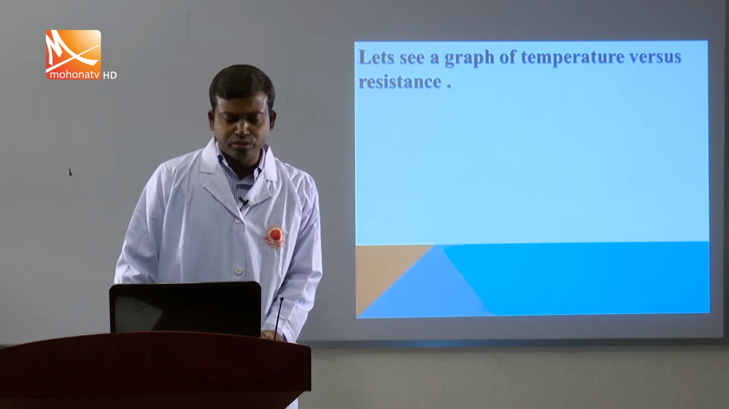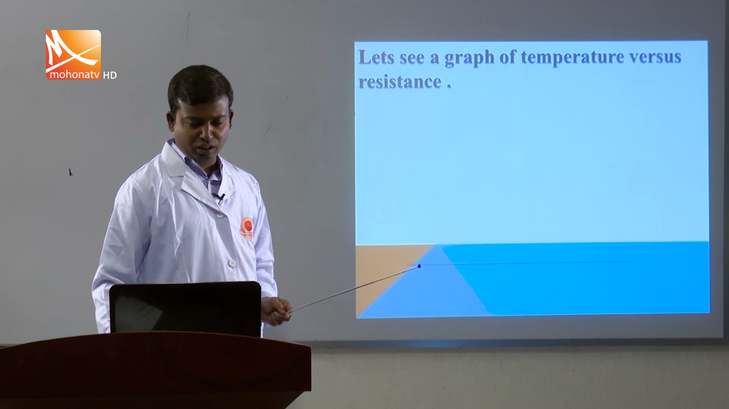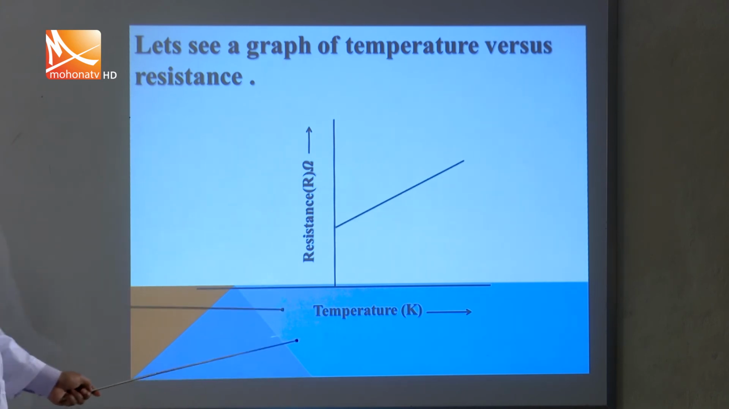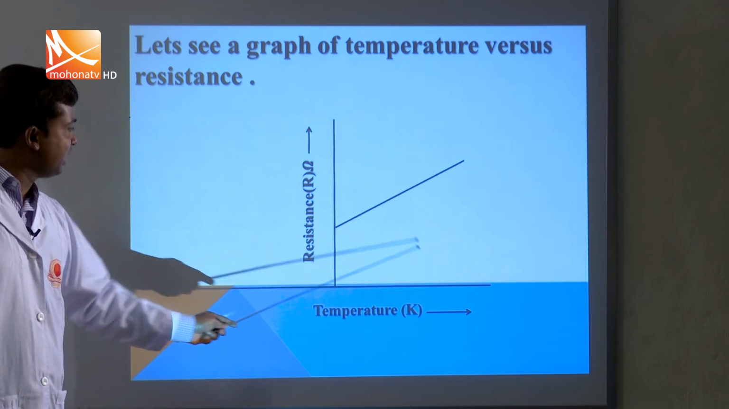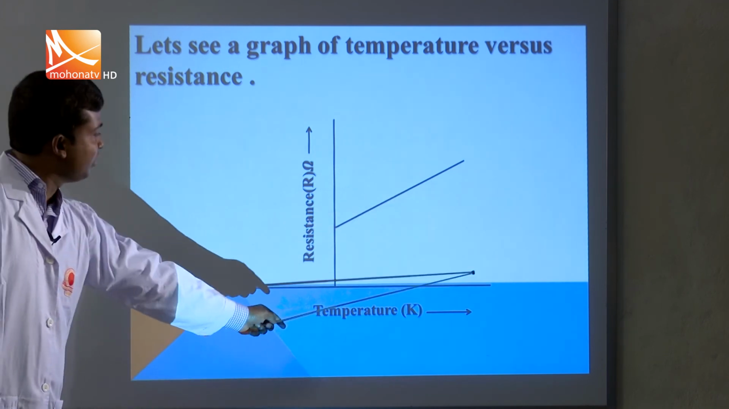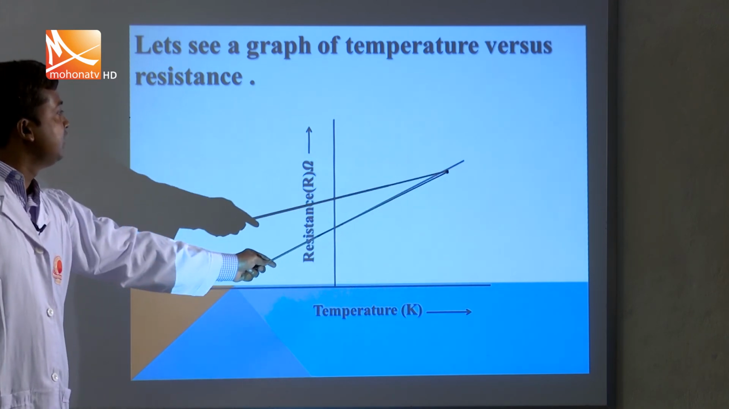Now, we are going to see a graph of temperature versus resistance or resistivity. The x-axis is temperature, and the y-axis is denoted by resistance. If you put in the proper information, you will get a graph like this. That means with the increase of temperature, resistance increases, or inversely, with the decrease of temperature, resistance decreases.